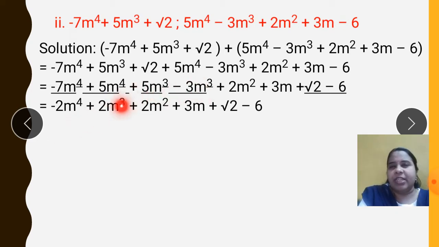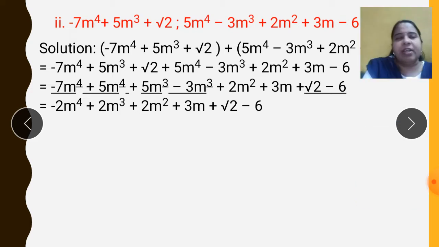5 minus 3 is 2. 5 is a greater number, so it will be plus 2m cube, plus 2m square as it is, plus 3m as it is. And this I have already told you, they cannot be added or subtracted further. So they will come as it is as a final answer. Okay. So root 2 minus 6. I hope all the steps are clear. I can attach a question here and ask you what is the degree of the resultant polynomial.